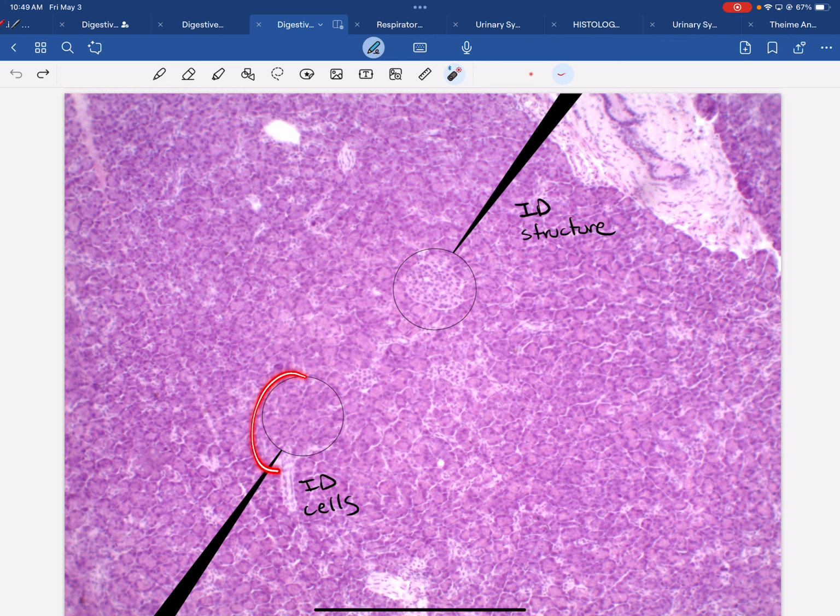And what kinds of cells are these? Or which structures are they forming? Serous acini, serous secretory units. Good. What's the function of these cells? They produce that pancreatic juice. Okay, good.